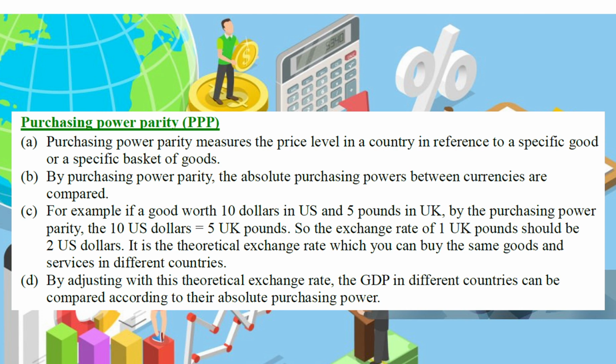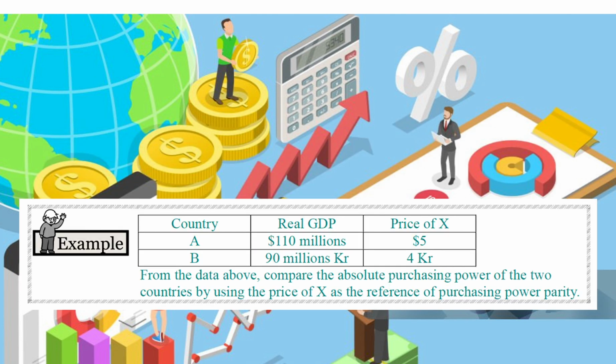But actually, it's hard to find the same good. McDonald's is a good example, because McDonald's is everywhere, and the McDonald's hamburger is famous and the same everywhere. So it is the theoretical exchange rate for adjustment, and we call it purchasing power parity. By adjusting with this theoretical exchange rate, the GDP in different countries can be compared. Some are in US dollars and some are in pounds, but by purchasing power parity, they can all be changed to dollars or all to pounds.